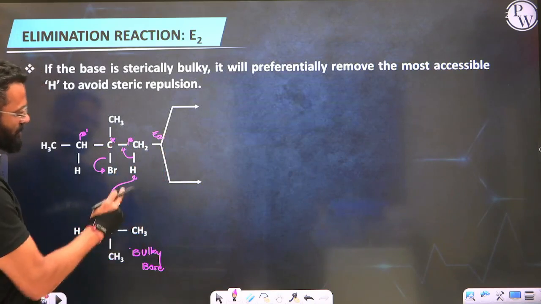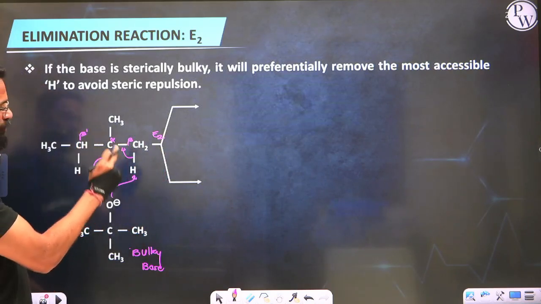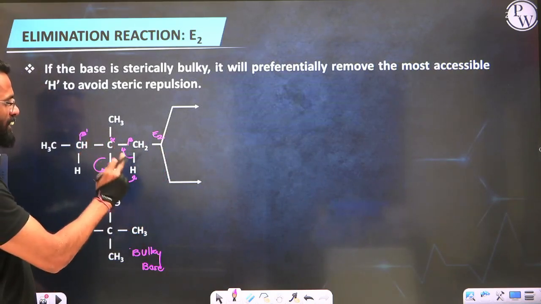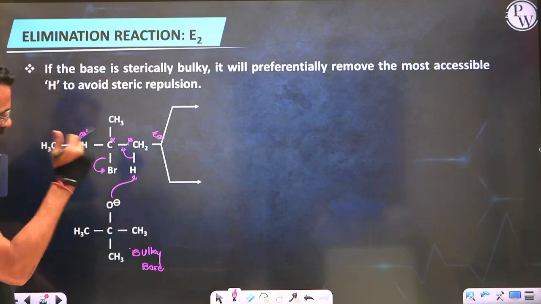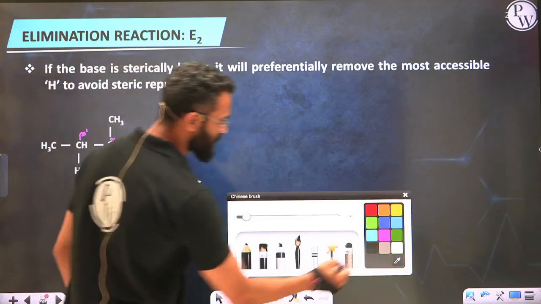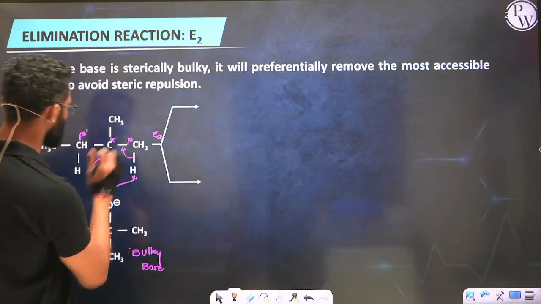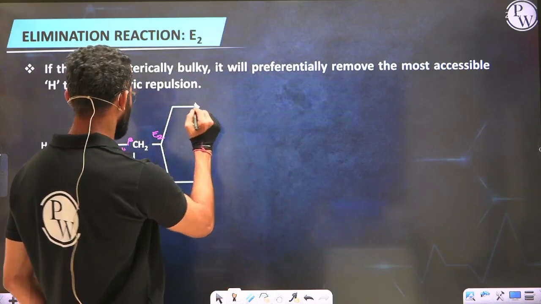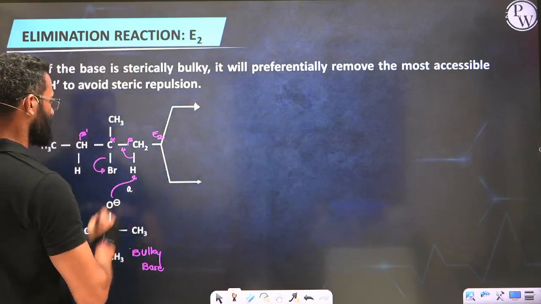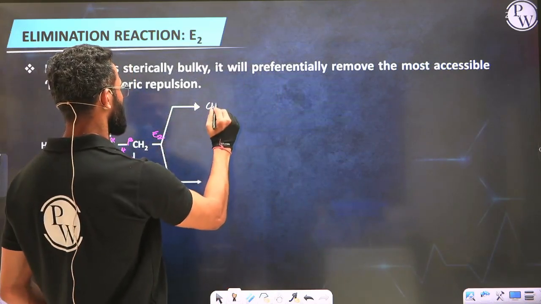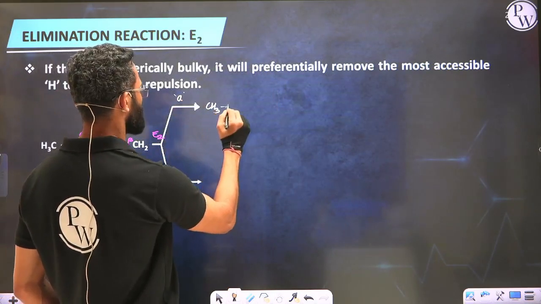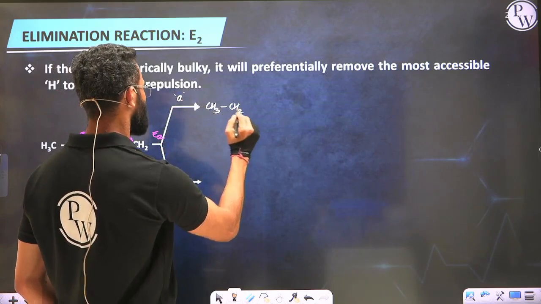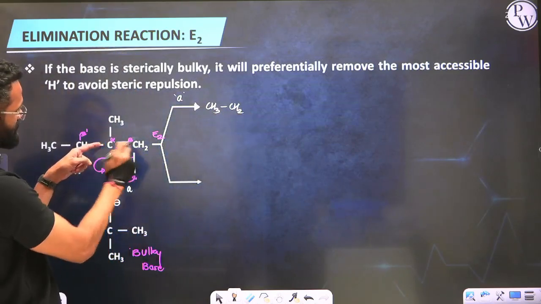So the major product will be obtained when the base is abstracting hydrogen from the lesser substituted carbon, or the more acidic hydrogen atom. So the major product will be here. Let's call it path A. So the product via path A is CH3, CH2, C(CH3) double bond CH2.